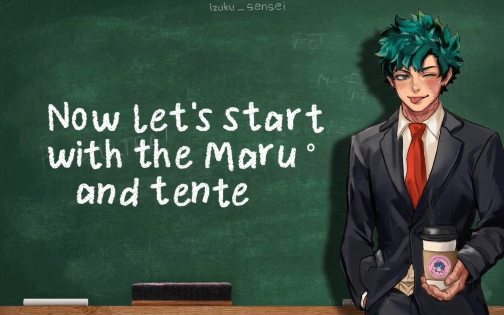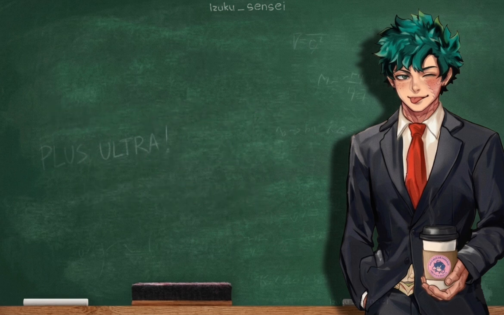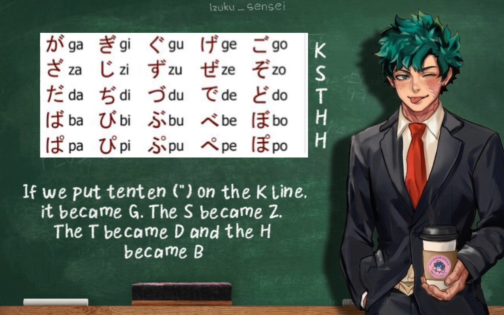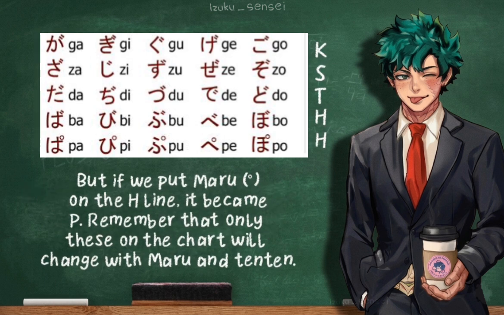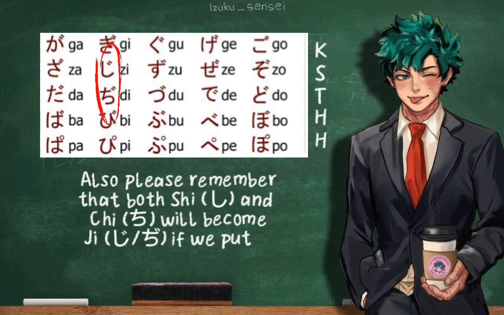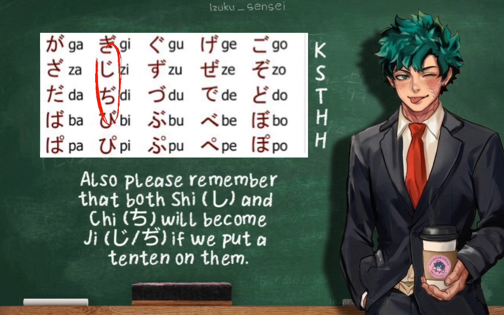Now, let's start with the Maru and Tenten. If we put Tenten on the K line, it becomes G, the S becomes Z, the T becomes D, and the H becomes B. But if we put Maru on the H line, it becomes P. Remember that only these on the chart will change with Maru and Tenten. Also, please remember that both Shi and Chi will become Ji if we put a Tenten on them. Su also becomes Zu.